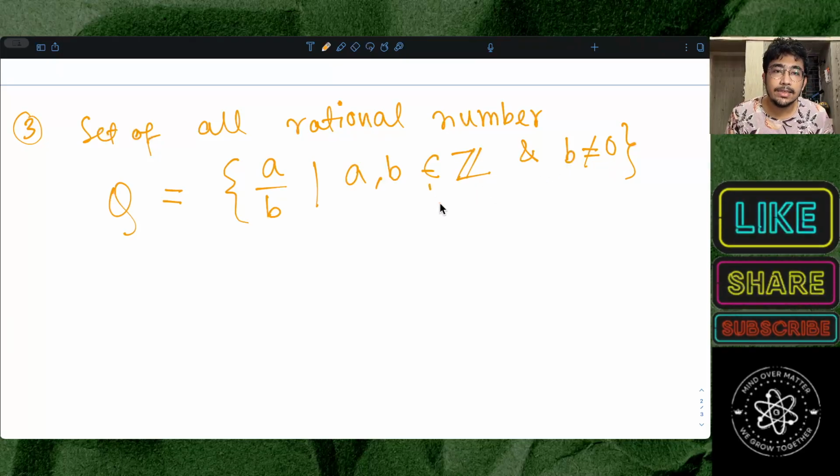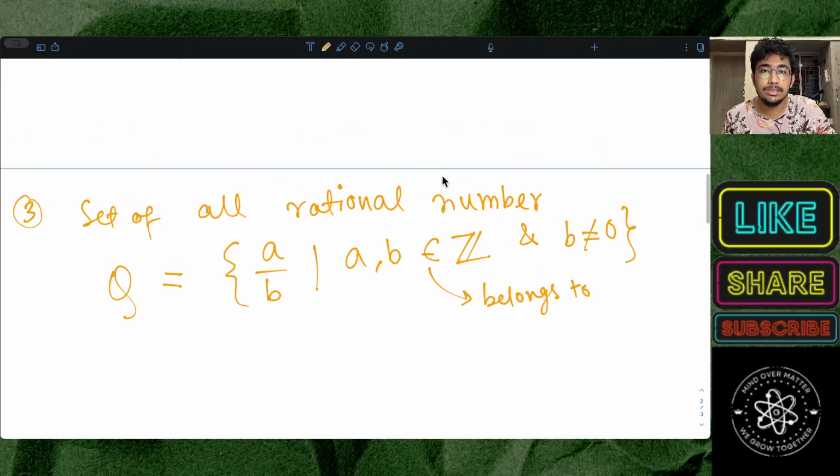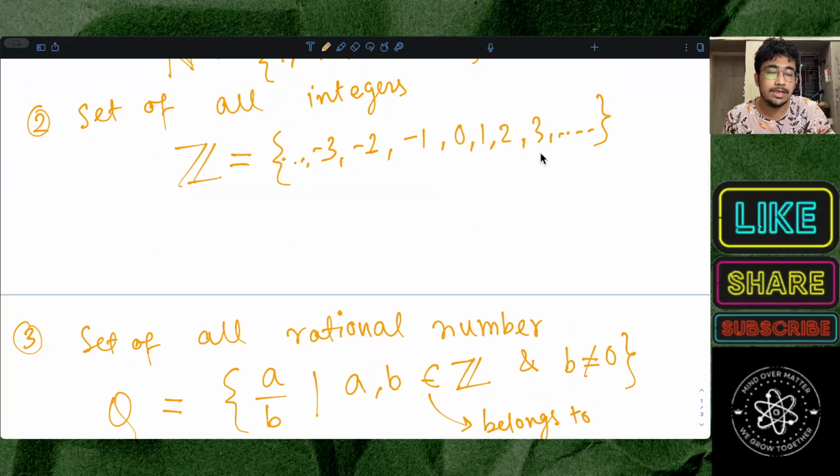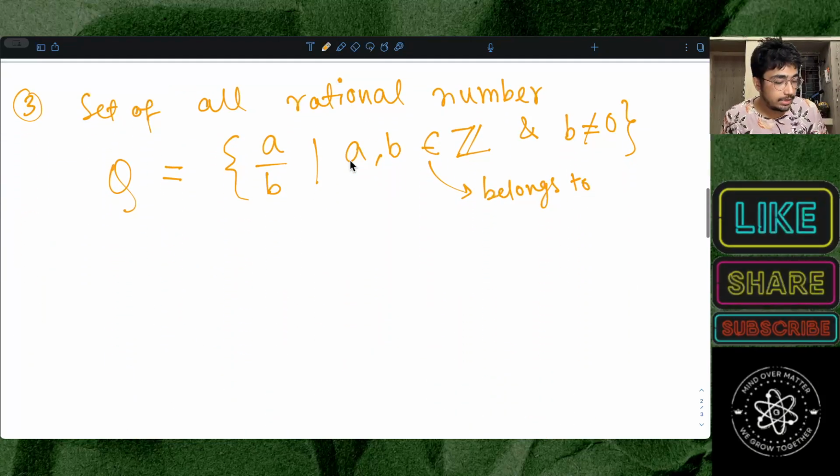This sign is called belongs to. Belongs to means that a and b are both elements of Z, the set of all integers that I have just written. And b cannot be 0. As you can see, we cannot divide anything by 0. So if there is a 0 in the place of b, then it's undefined. Actually, it's not rational anymore. So this is the set of all rational numbers.